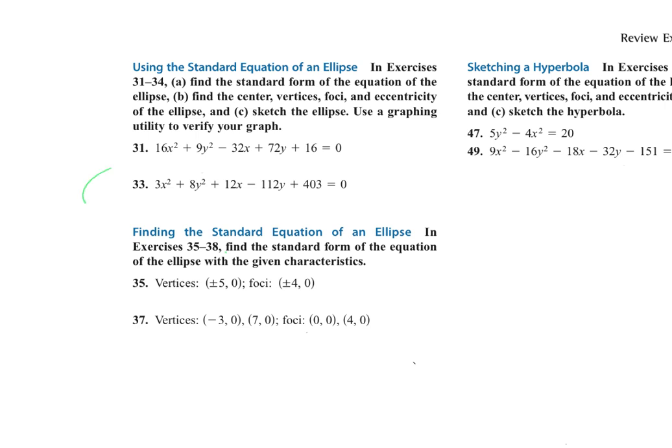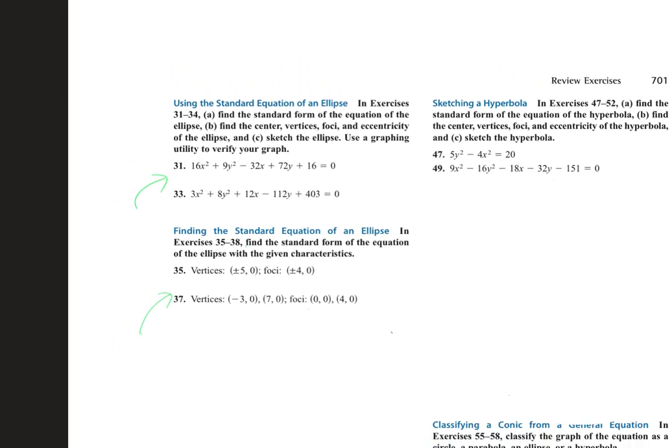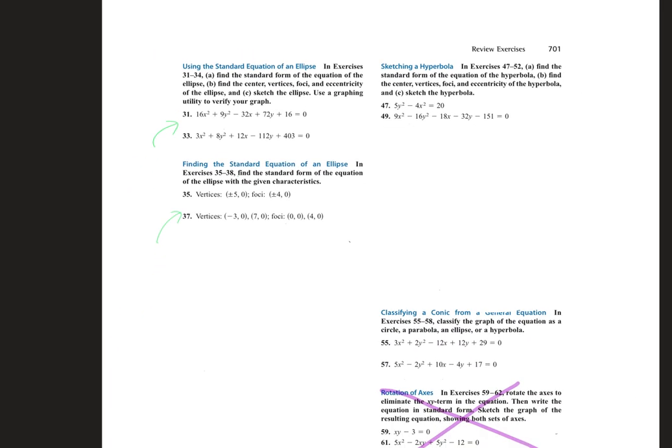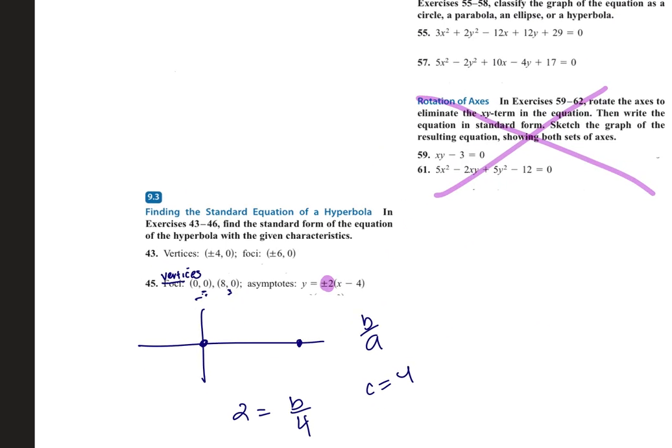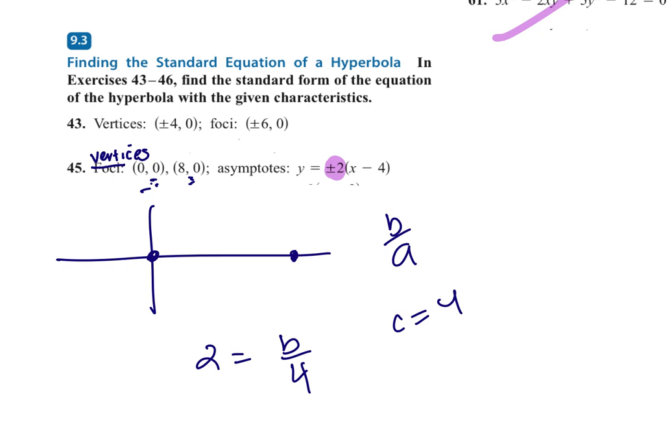Continues on the next one. This is complete the square, then do all the information about the ellipse, and then this is give me the equation of the ellipse. So you're going to get one of each type. And then came hyperbola. Any questions on these? Okay, so for number 45, you should all have this open in front of you.